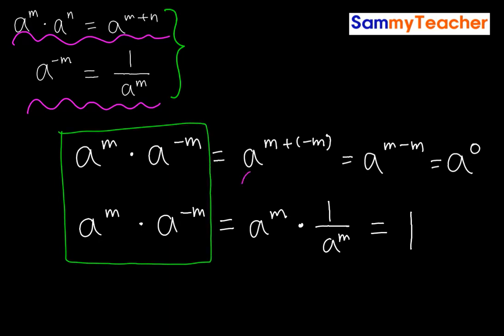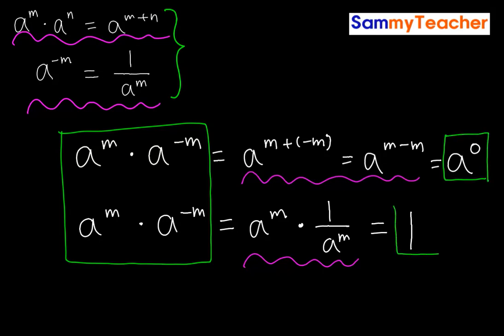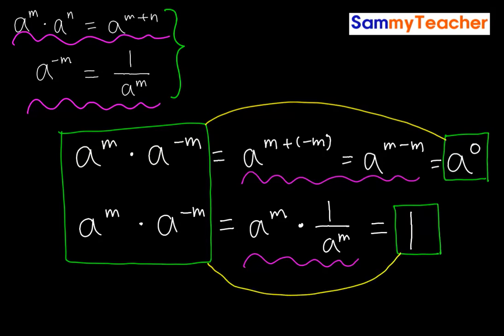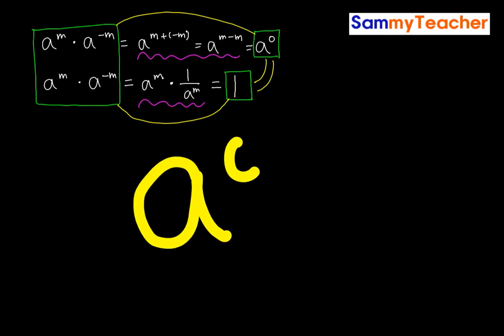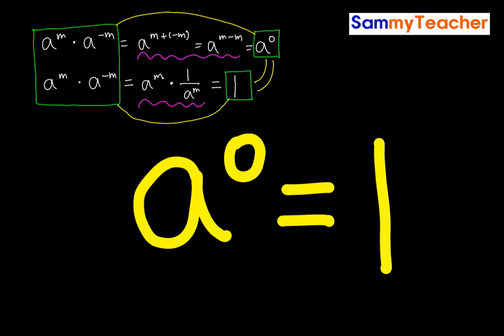Now I started with the same expression and used two different approaches. One approach ended up with A to the 0 power, and the other ended up with 1. Since the same expression ended up with both, we can conclude that these two are equal to each other as well. Then we can reach the conclusion that anything to the 0 power equals 1, which is called the zero exponent rule.